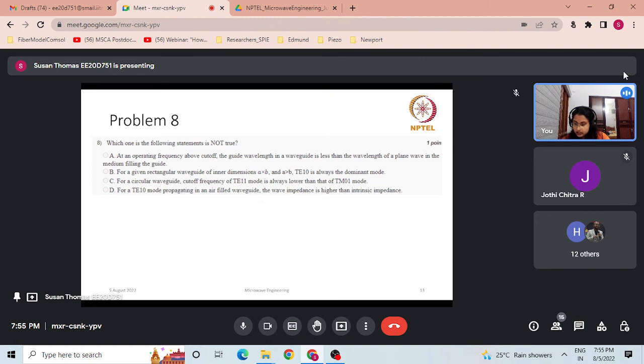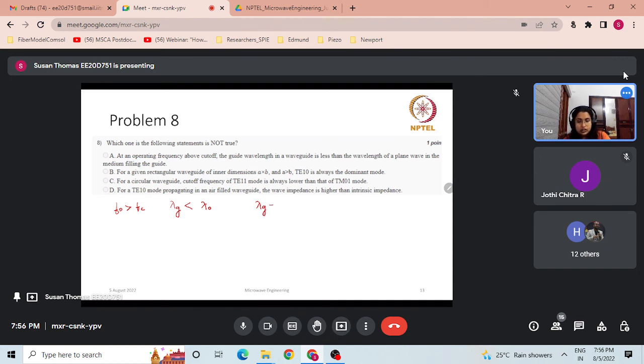The first statement is: at an operating frequency above cutoff, so f0 greater than fc, the guide wavelength, that is lambda g, in a waveguide is less than the wavelength of a plane wave in the medium filling the guide. So it is saying that guide wavelength is less than lambda naught. Is this statement correct? Let us look at the expression for guide wavelength.